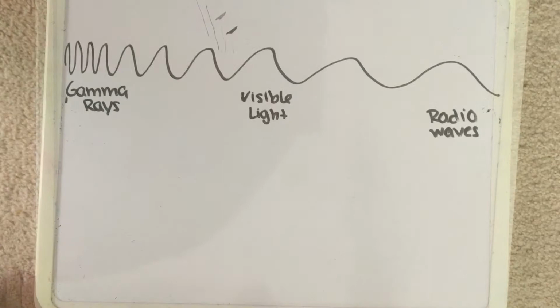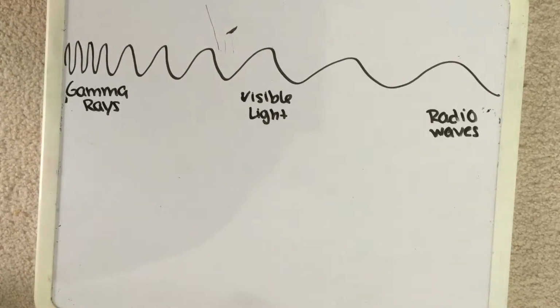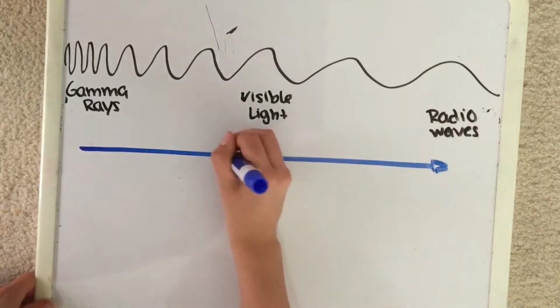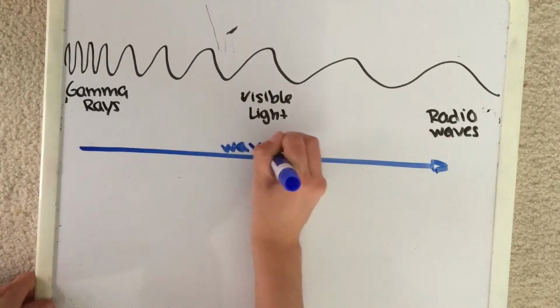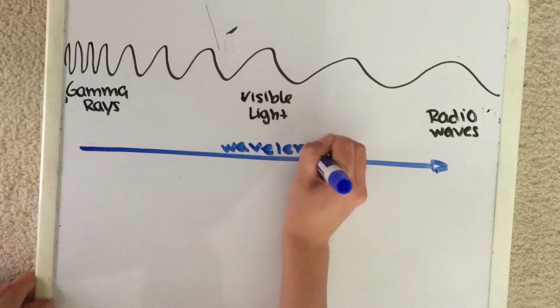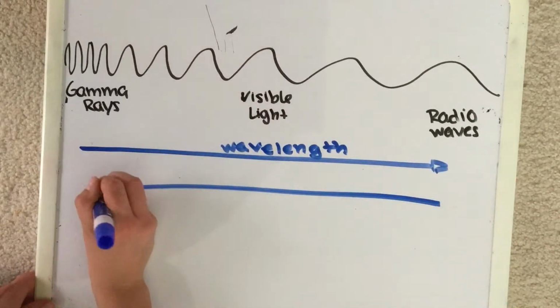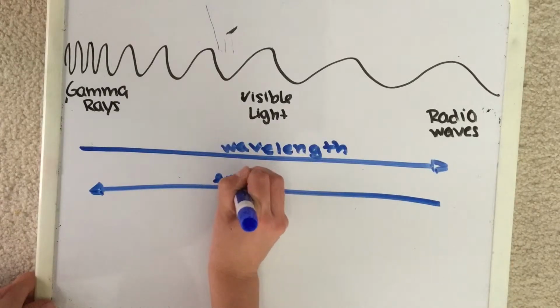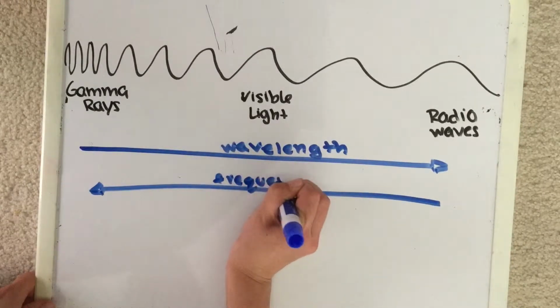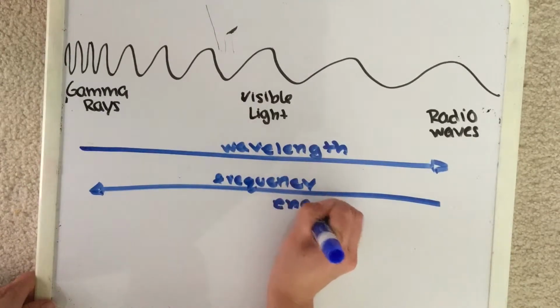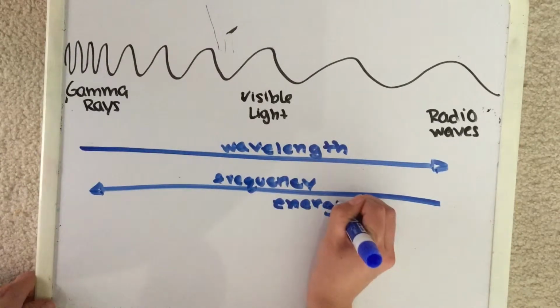Now let's see how all these variables relate to the electromagnetic spectrum. As we go down the electromagnetic spectrum, the wavelength increases. The wavelength of light determines whether it's red, blue, gamma rays, or radio waves. As we go up the electromagnetic spectrum, the frequency increases, as well as energy. The energy of light is directly proportional to frequency and indirectly proportional to wavelength.